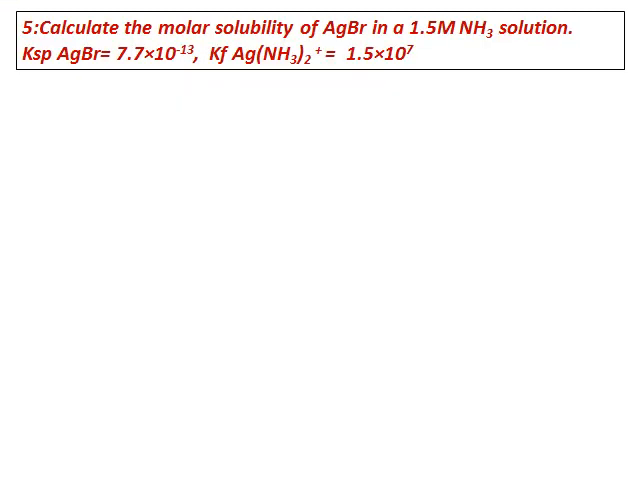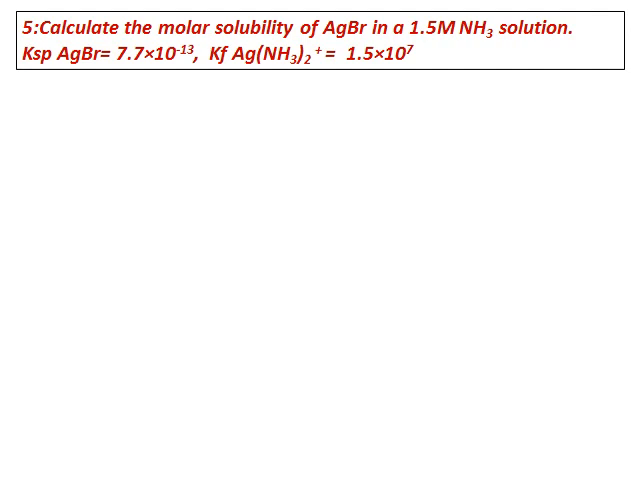Let's do the third thing that affects solubility, complex formation. Calculate the molar solubility of silver bromide in a 1.5 molar ammonia solution. The Ksp of silver bromide is given as 7.7 × 10^-13.